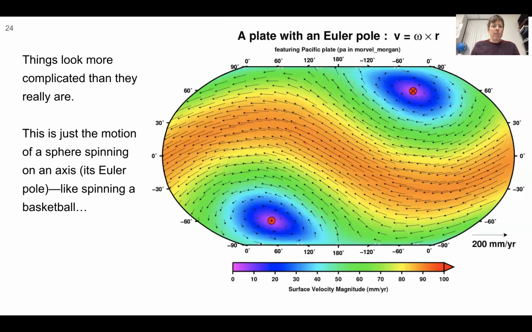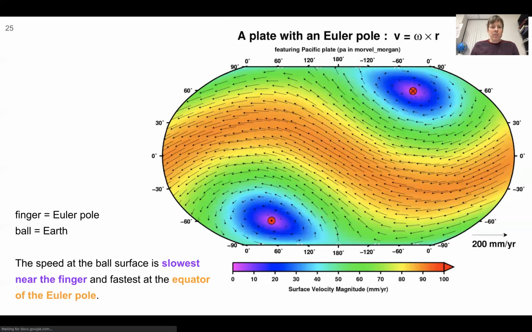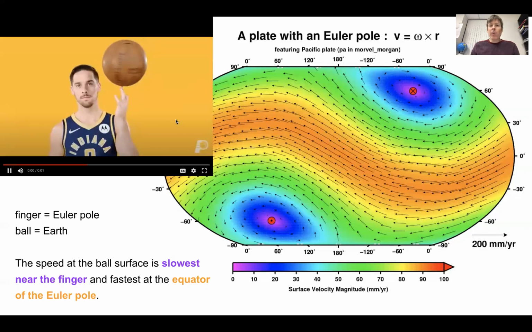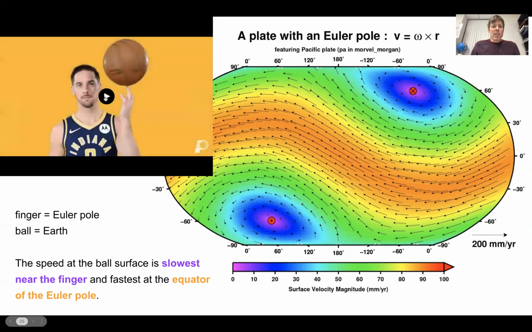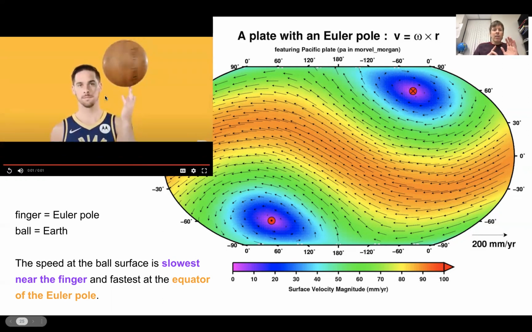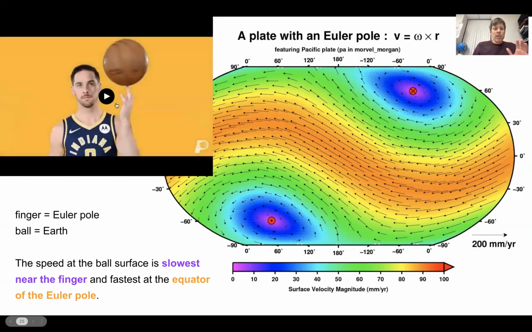So it's just the motion of a sphere spinning on an axis, which would be the Euler Pole, like spinning a basketball. And there we have spinning a basketball. You could watch that and think about spinning a basketball. And in this case, the finger is the Euler Pole and the ball would be the Earth.